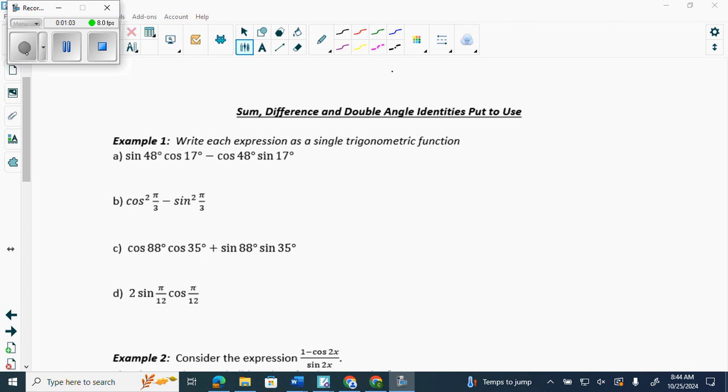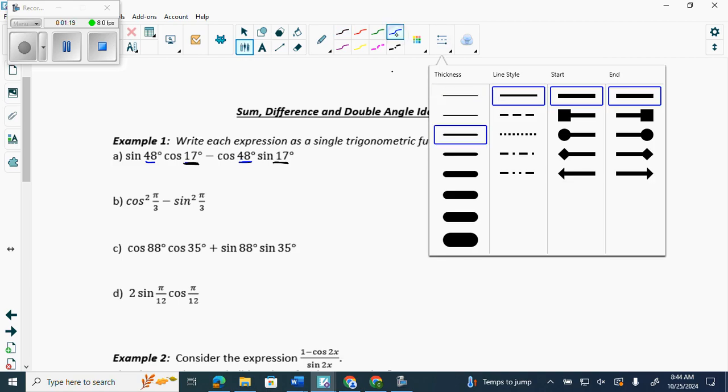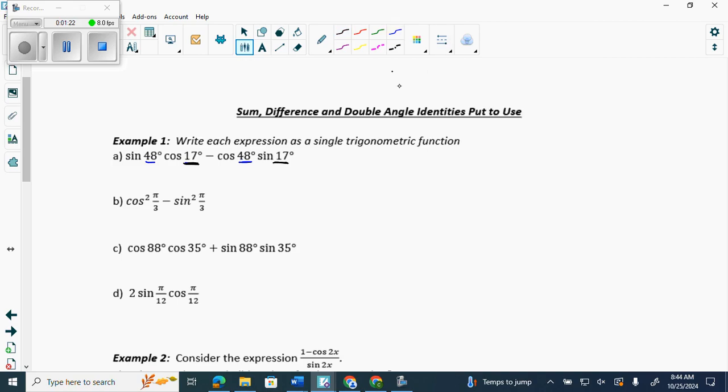So let's look at these ones. We have sine 48, cos 17, and then cos 48, sine 17. Is there any formula on the formula sheet that covers that? Sine 48 cos 17, cos 48 sine 17, with a minus sign in between. Which one? Sine A minus B, correct? This would be A, this would be B, this would be A, this would be B. So it would equal sine A minus B.